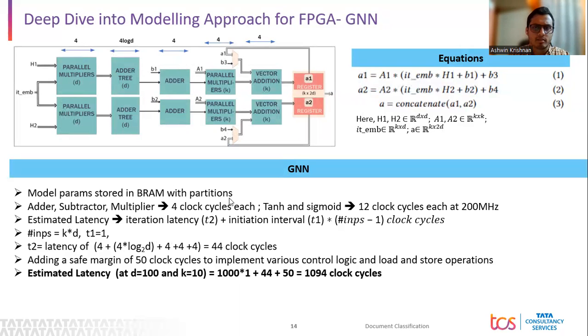Now, we add 50 clock cycles as a safe margin to incorporate various control logic and load and store operations that come during the implementation stage. And for d equals 10 and k, the maximum session length, equals 10, the estimated latency that we find is around 1094 clock cycles.